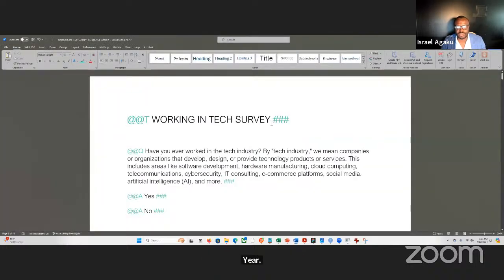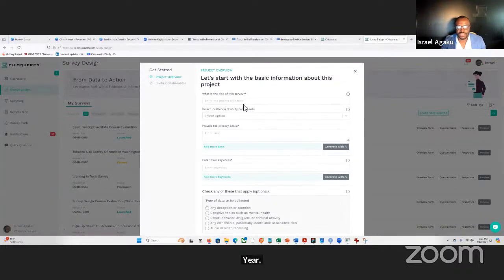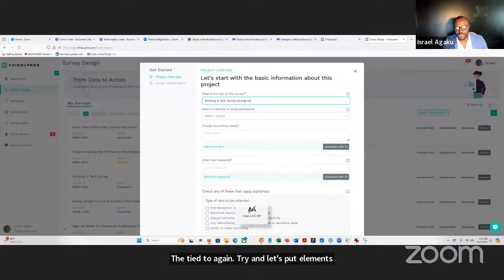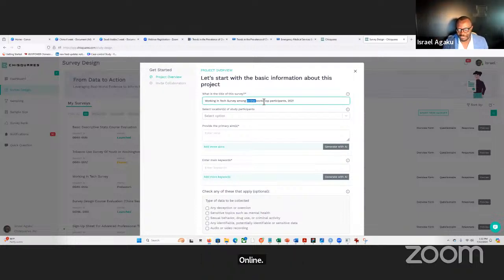So the title again, let's put Elements of Person, Place, and Time Among Workshop Participants (2021), right? Online, just to reinforce the ideas of person, place, and time. Online as a place, persons, workshop participants. Oh, 2024. My gosh, I'm living in the past. The location, let's leave that blank.